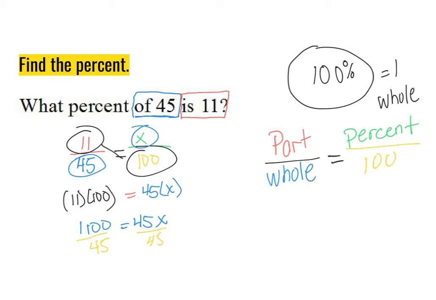So when I go into my calculator, I would get x is equal to 24.4444, etc. And then I will round to the nearest tenth. So that's the first number after the decimal point. So I will look at that second number after the decimal point and determine whether this goes up or stays the same. So my answer would be 24.4%.